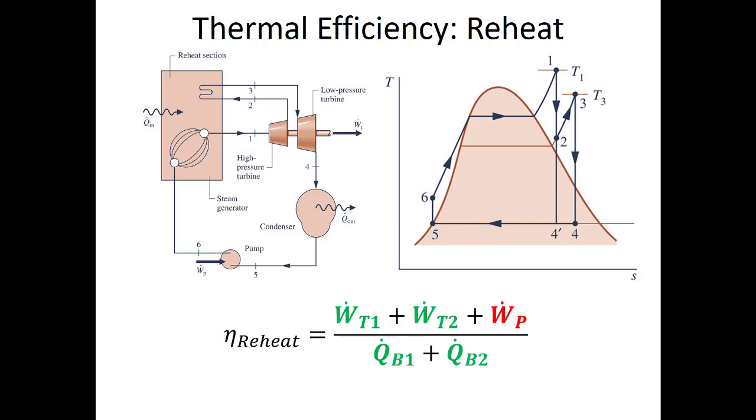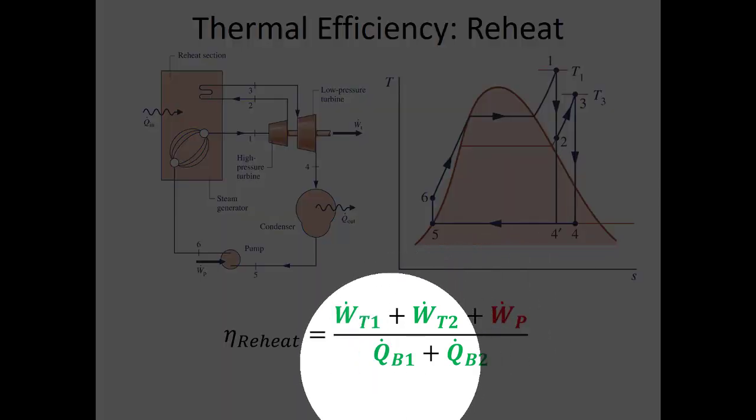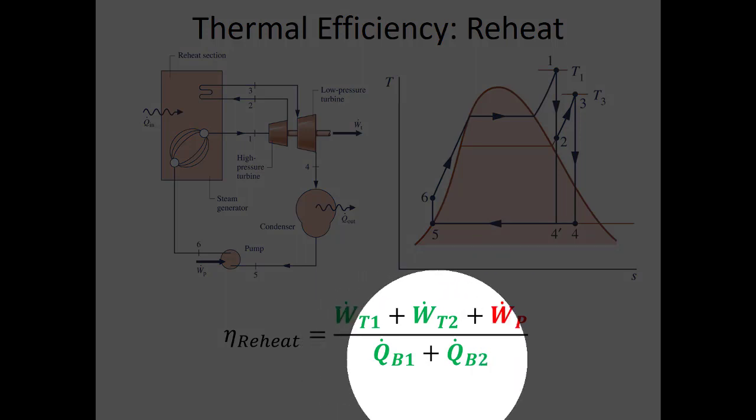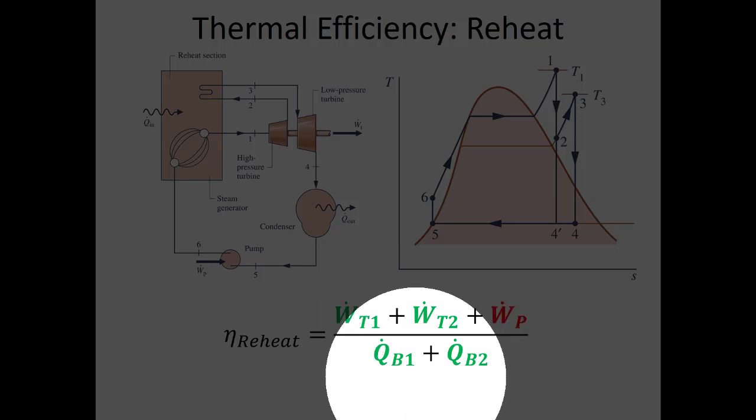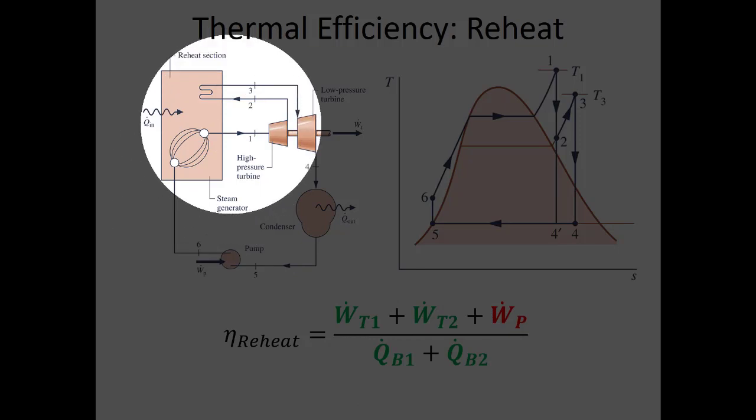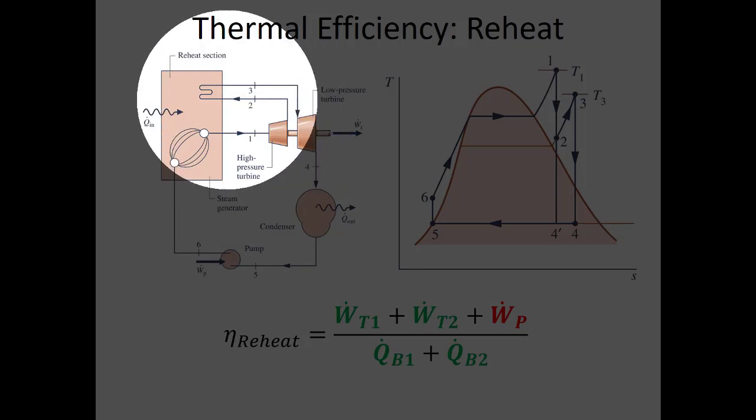In the denominator, again, this is usually the part that if I'm going to mess up, the part that I'll forget is I remember that we have to heat the first time, but I forget that this is a reheat cycle, which means that I have to heat the second time as well. So the heat in is now not just this process from 6 to 1, but also this process from 2 to 3.